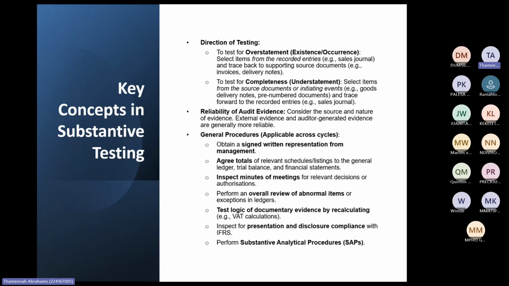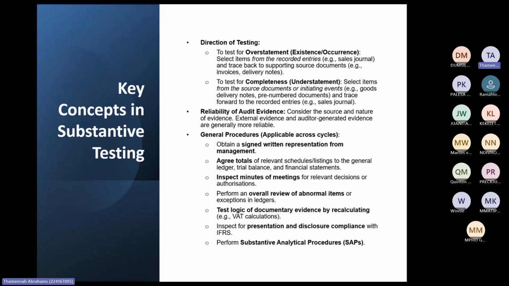Or inspect the director's meeting minutes for the agreement to issue additional shares. And then you also perform an overall review of abnormal items or exceptions in your general ledger. So what you do as an auditor, you'll usually inspect the ledgers, no matter what cycle you're working in, and you look for any abnormal movements within the ledger, because sometimes people classify things as they're not supposed to be, like maybe they put expense in revenue or they put a debtor in revenue and so forth.